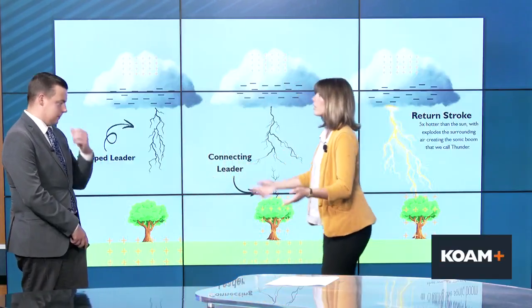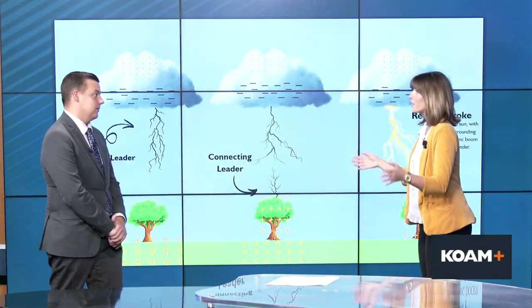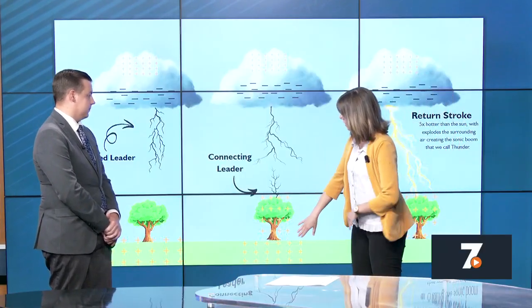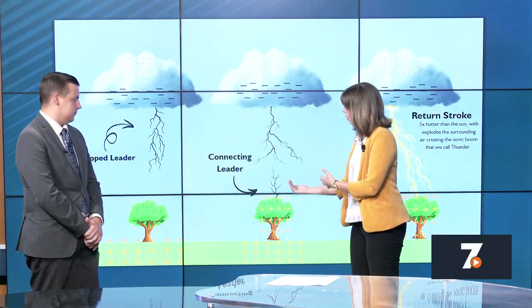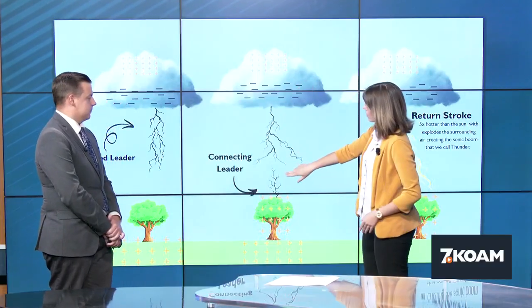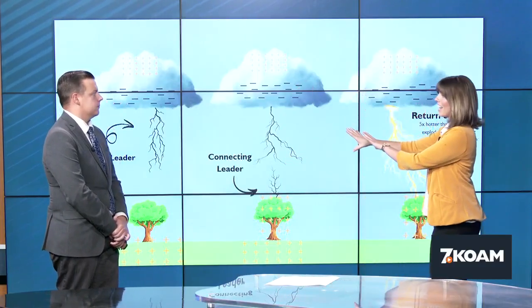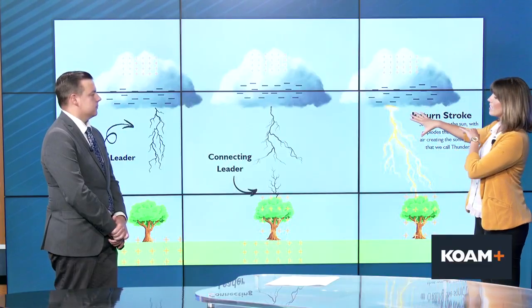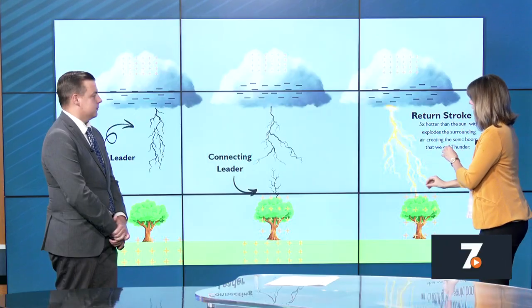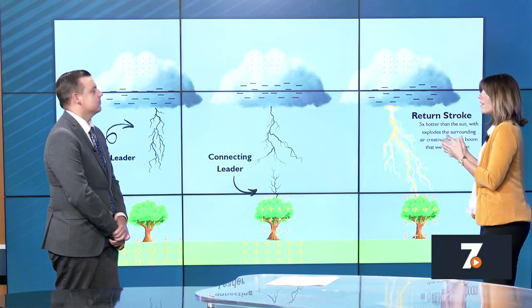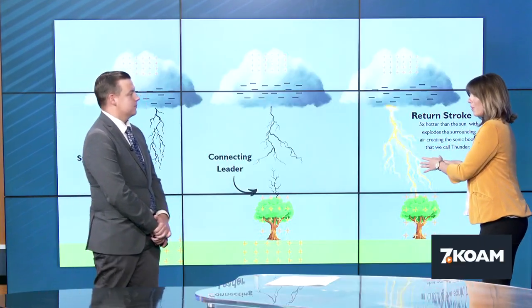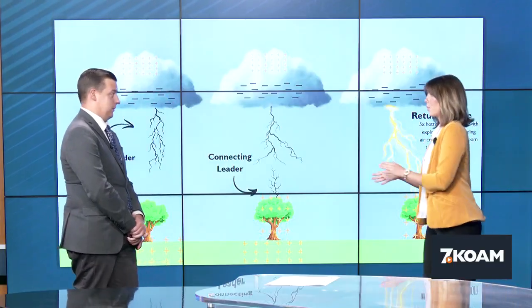You can get a tall building. It could even be a person. If you're in the middle of a field and there's nothing else tall around you, it could be you. Now, as this process continues, the protons start to pull this connecting leader up towards your stepped leader. Now, you can see they're not quite connected yet. You can't see that. And then all of a sudden, as those connect, you get your return stroke, and that is what actually is the light. Once that connects, you get this bright flash. That bright flash is 5 times hotter than the surface of the sun, which explodes the air around it, creating the sonic boom that we call thunder.